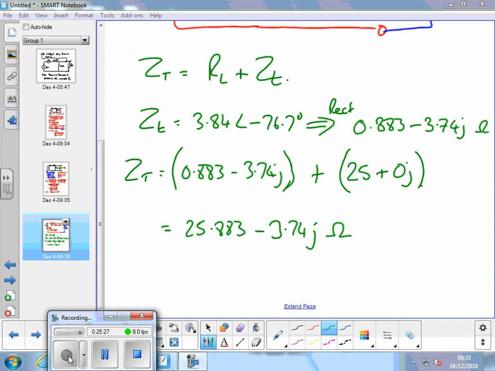We're going to calculate the current, so it'll be convenient for us to put that in polar form, the whole lot, 25.